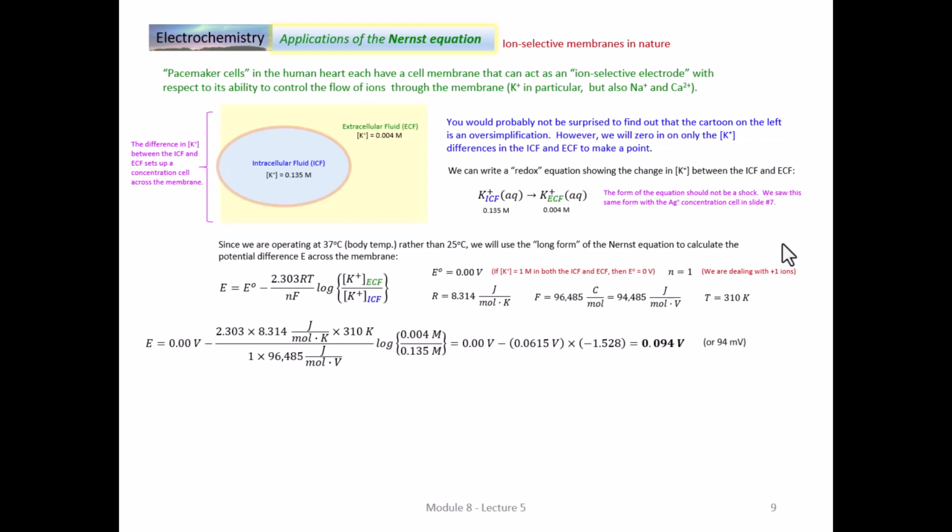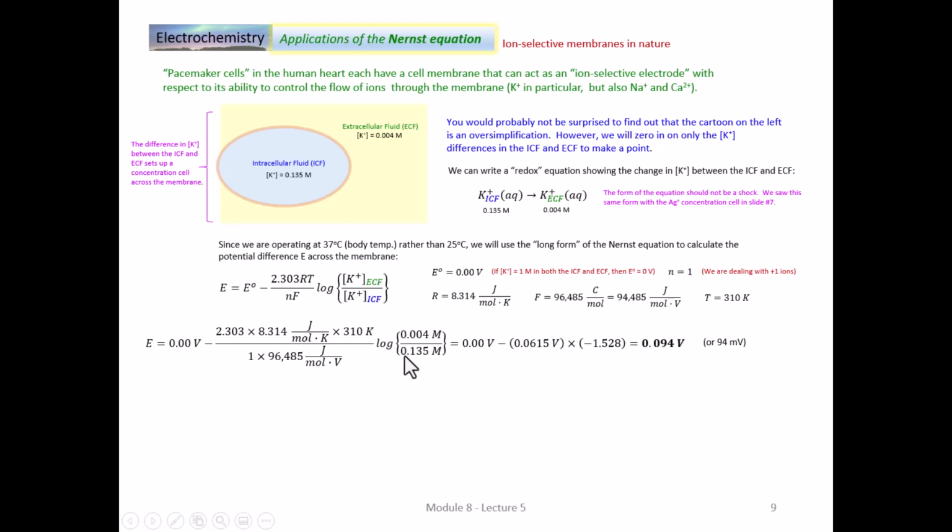If we put all these values into the Nernst equation, it looks rather formidable, but it is not. We have 0 volts minus 0.0615 volts, which is the result of taking 2.303 times the gas constant times 310 K divided by 1 for N times Faraday's constant. And then we'd have the log of Q. Q is 0.004 over 0.135. Remember, those are the concentrations in the extracellular and intracellular fluid.